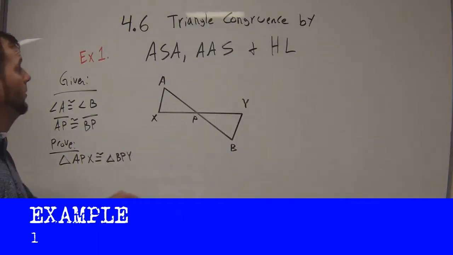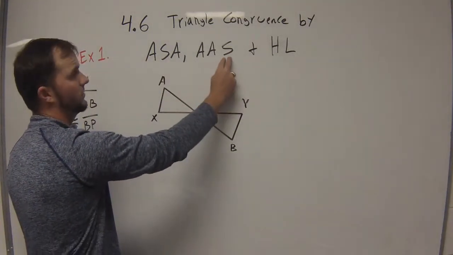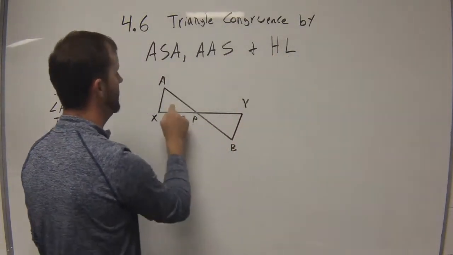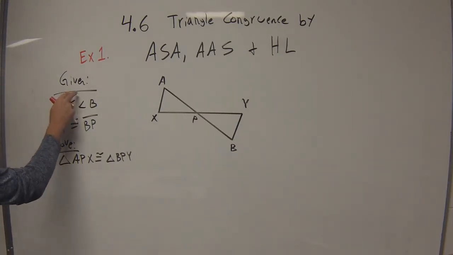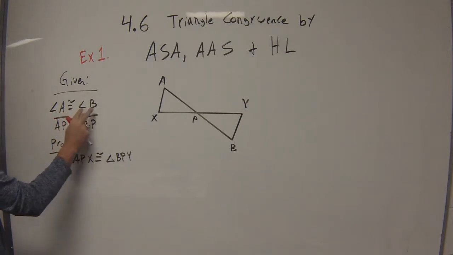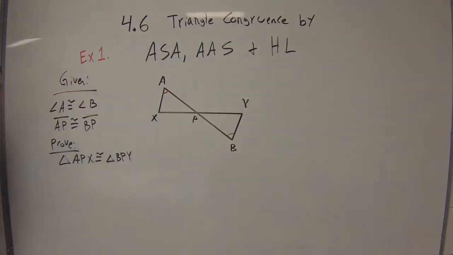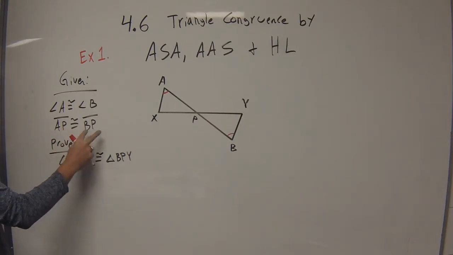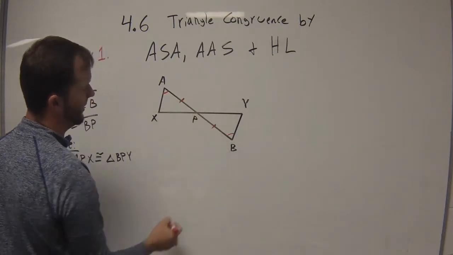All right, so here we go. Right now what I'm trying to do is use angle side angle, angle angle side, or hypotenuse leg to prove if these 2 triangles are going to be congruent. I'm given some information and I need to prove that these 2 triangles are congruent. So let's look at this given information. Angle A is going to be congruent to angle B. So angle A right here is going to be congruent to angle B, okay? And then it also tells us that side AP is going to be congruent to side BP. So side AP right here is going to be congruent to side PB right here, ladies and gentlemen.